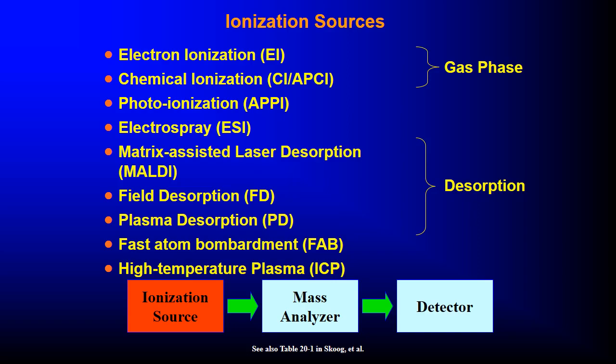And then we have electrospray, matrix assisted laser desorption, what we call MALDI, field desorption, plasma desorption, fast atom bombardment, high temperature plasma. So if you've ever heard of ICP-MS, that is when the mass spectrometer is attached to high temperature plasma as the ionization.